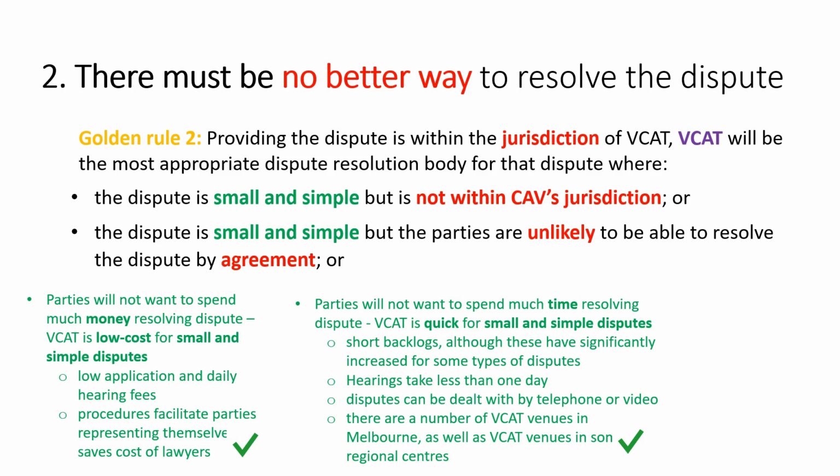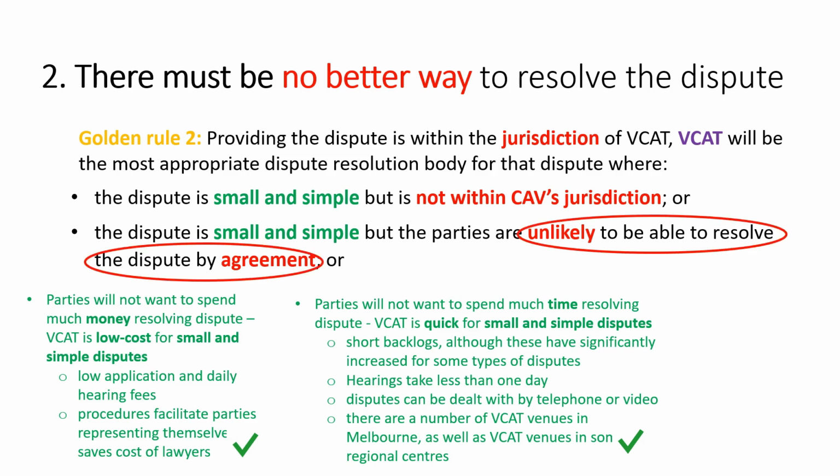This is why our first golden rule says that Consumer Affairs Victoria will be the most appropriate dispute resolution body for a particular dispute where, among other things, the parties are willing to compromise. However, if the parties are unlikely to be able to resolve their dispute by agreement, then Consumer Affairs Victoria will not be an appropriate dispute resolution body because its dispute resolution method is conciliation, and so Consumer Affairs Victoria cannot resolve the dispute where the parties are unable to agree. Consumer Affairs Victoria cannot resolve the dispute by making a binding decision for the parties.